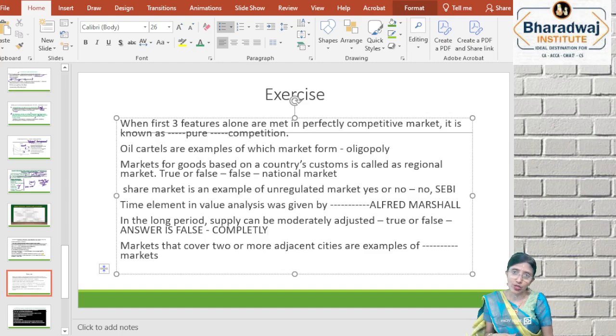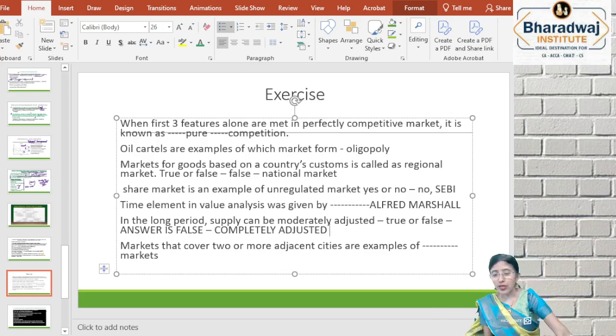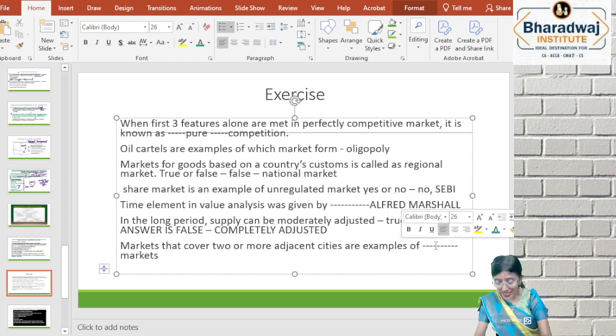This morning also we saw price elasticity of supply. So completely adjustable in the long run. A very long period we don't take into account for economic analysis, because the period being long, your forecast will not be scientific or valid. That's the main point. And markets that cover 2 or more adjacent cities are examples of regional markets.